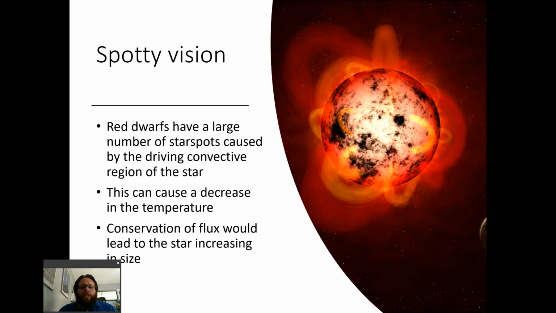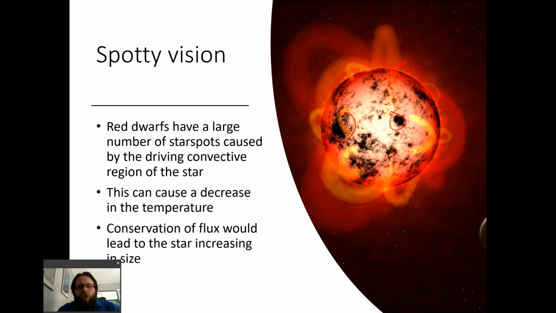Another possible cause is the star spots on the surface of the red dwarf. Now, I said earlier about how the convective region will drive the star spots. Now, as the star spots come to the surface, what will happen is those are cooler regions. These are all cooler regions of the surface.